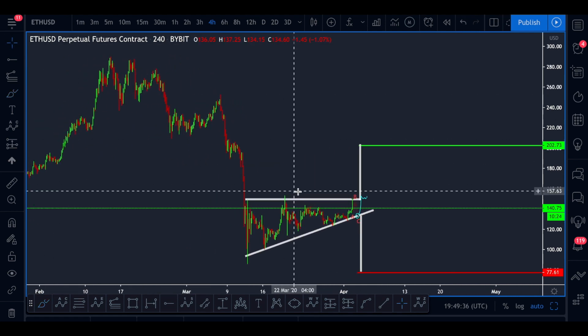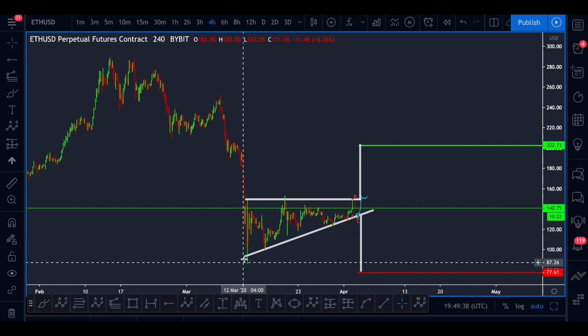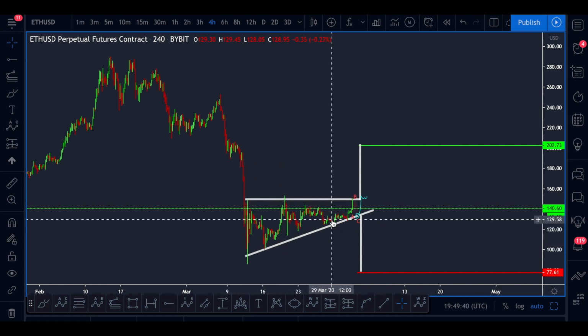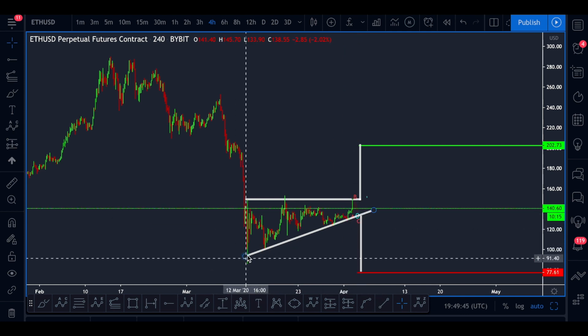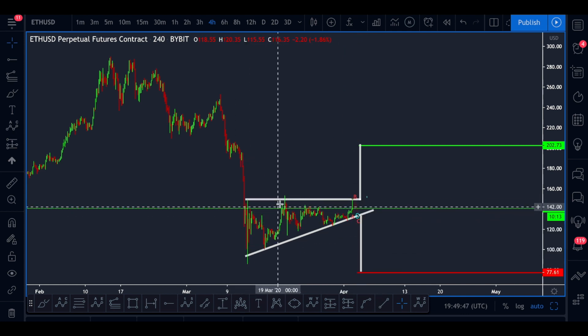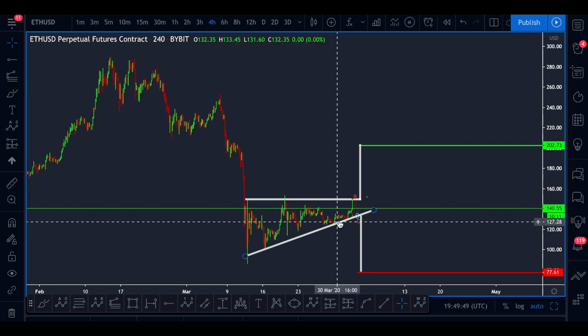Now another scenario is that this was that consolidation, 1, 2, 3, 4, and 5 hits already. So 5 points is all you need for a breakout. You can see right here, 1, 2, 3, 4, 5 points, and we can break out.